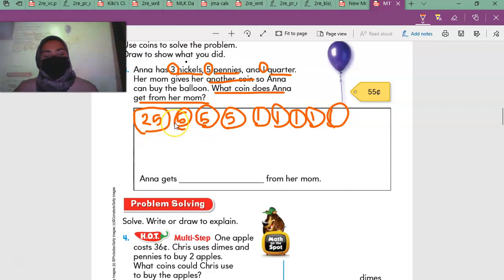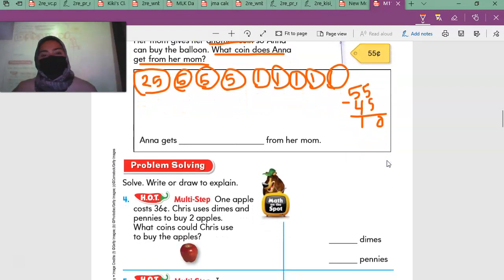25 plus 5 is 30. 30 plus 5 is 35, plus 5 is 40, plus 1 is 41, 42, 43, 44, 45. But the balloon costs 55 cents. She only has 45 cents. So how much more does she need? She needs 10 more cents. 5 minus 5 is 0. 5 minus 4 is 1. She needs 10 more cents.